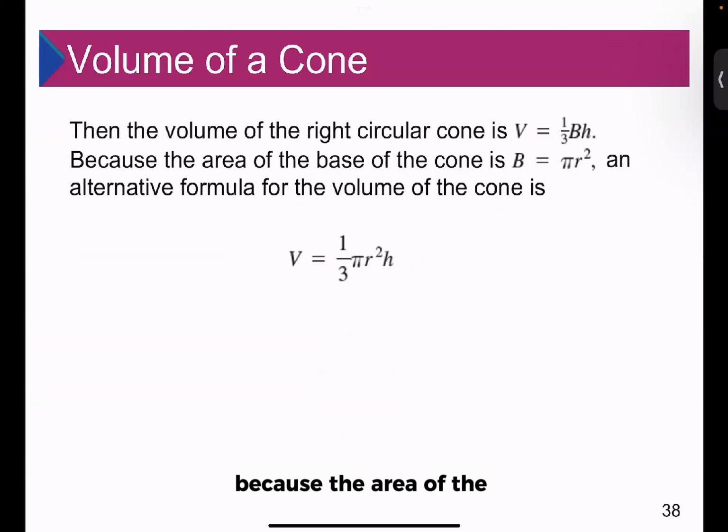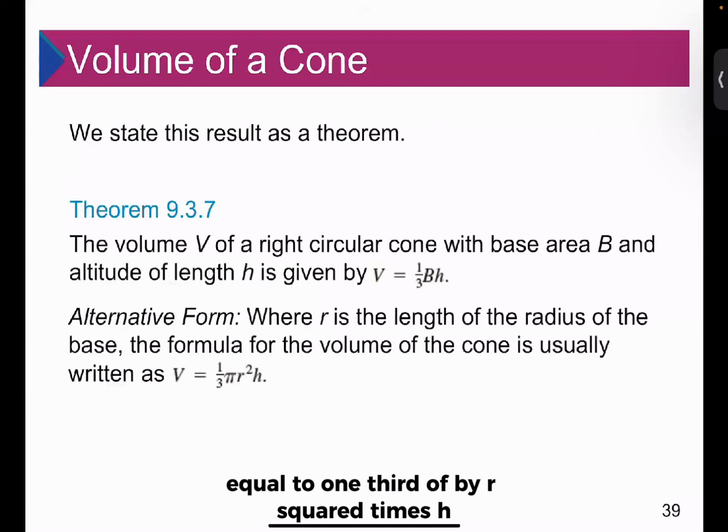Because the area of the base of the cone is B equal to pi r squared, an alternative formula for the volume of the cone is given by capital V equal to 1/3 of pi r squared times h. We state this result as a theorem.